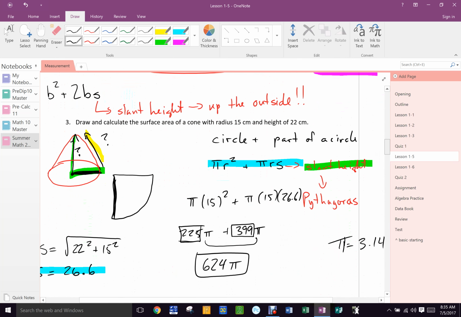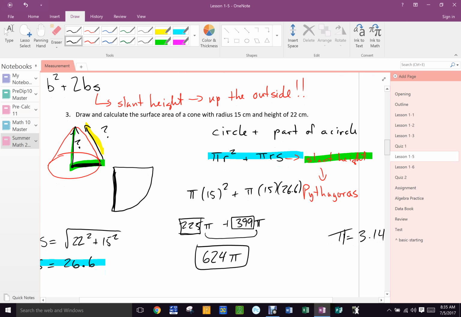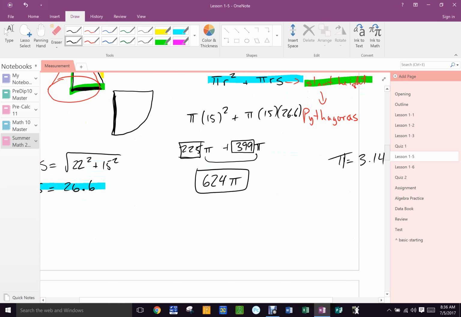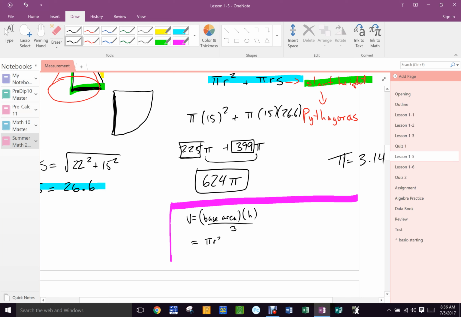Okay, what about the next one? What's a cone? Pyramid or prism? Pyramid. So it's base area times height divided by 3, right? So I'll get my purple box here. It's again, volume equals base area times height divided by 3. But this one's weird because the base is what? It's a circle. So we have to do pi r squared times height divided by 3.